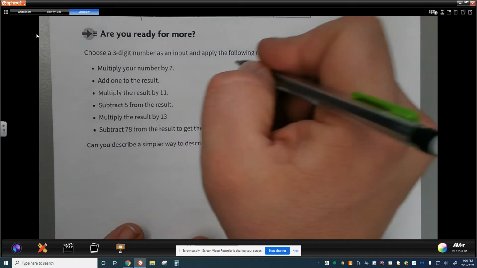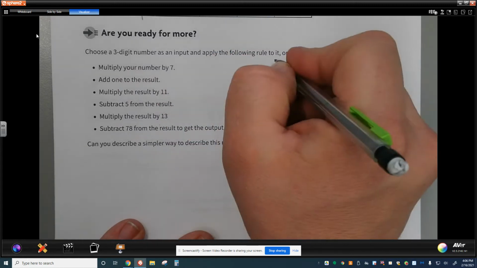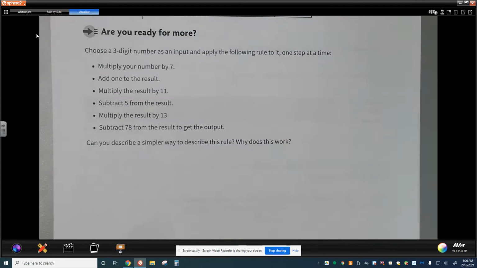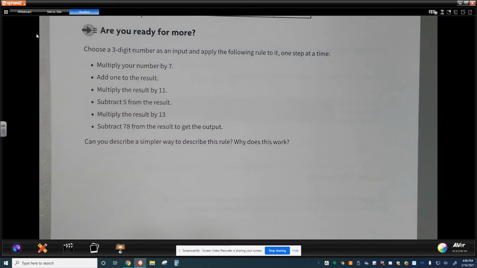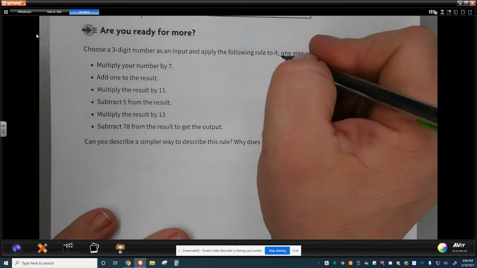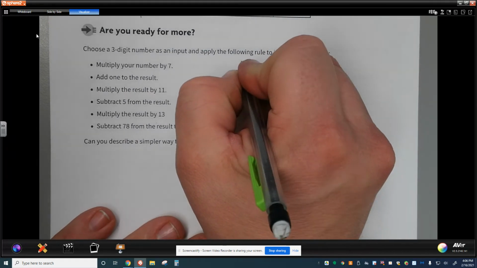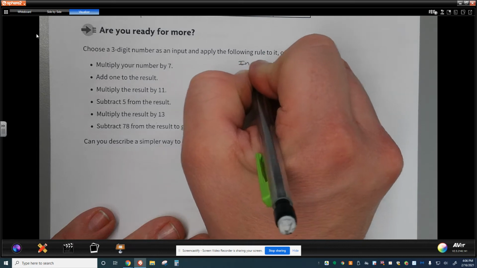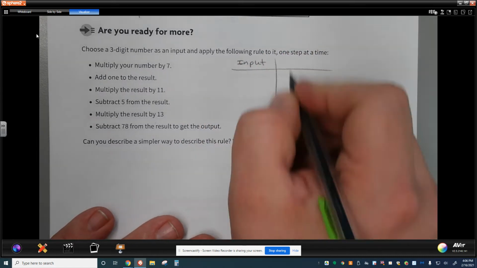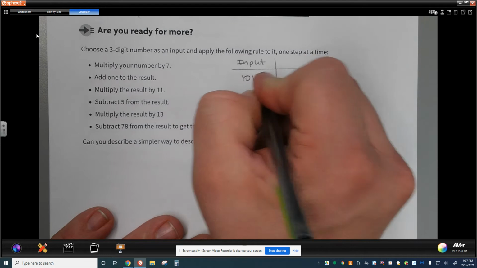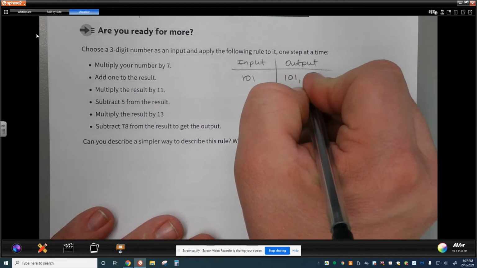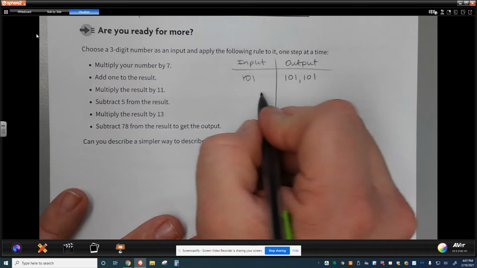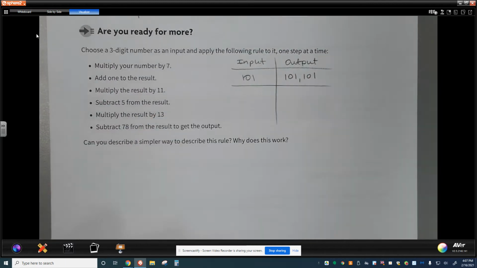And then we're going to use that as an input, and we're going to have to write a rule that talks about an output one step at a time. So you'd have to follow these 6 steps precisely, or else you don't get this outcome. Let me show you just a little teaser so you can go ahead and play with this. When I have an input of 101, my output is going to be 101,101. Pretty interesting. That's how this rule works.